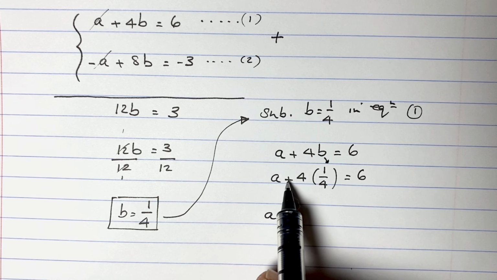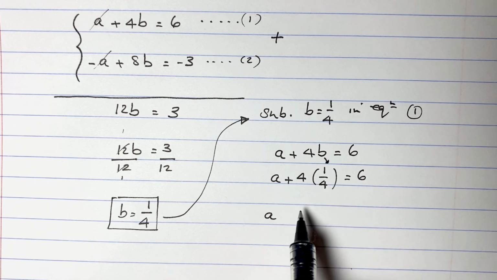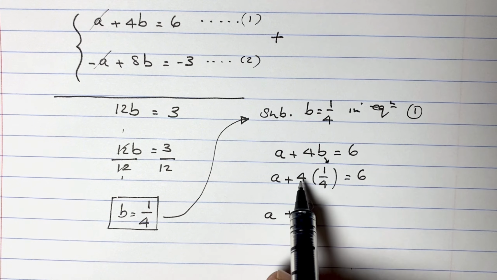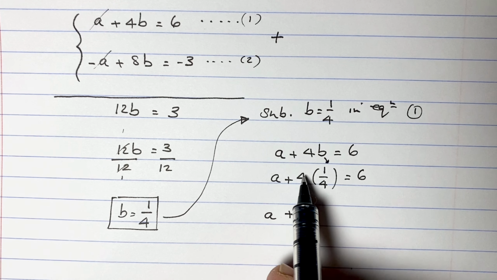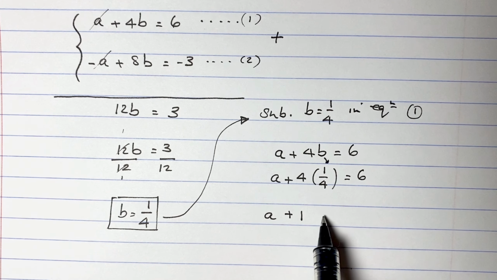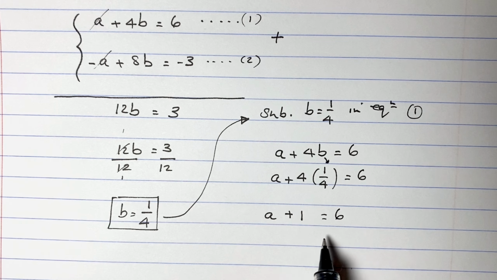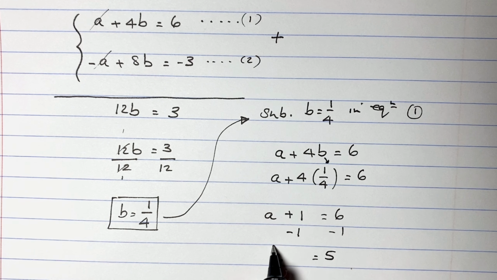So plus 4 times 1/4 is plus 1. 4 lots of a quarter, that's 4 quarters. 4 divided by 4 is 1, equals 6. To find a, I need to remove 1 from both sides. So a equals 5.